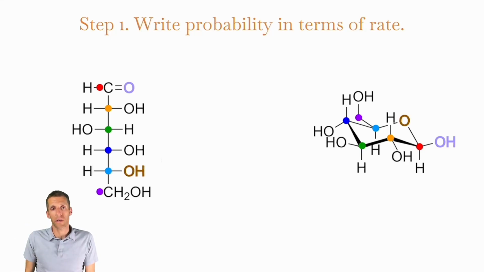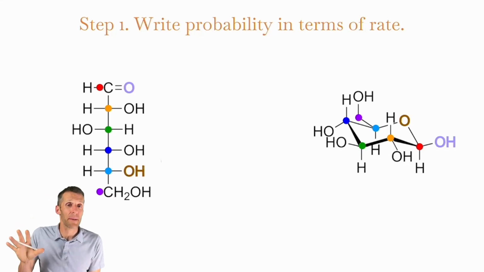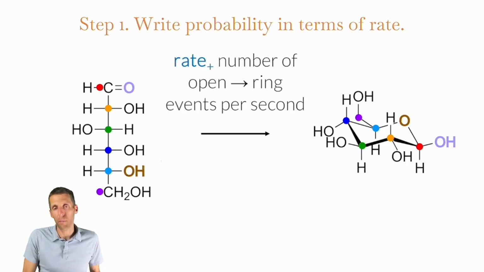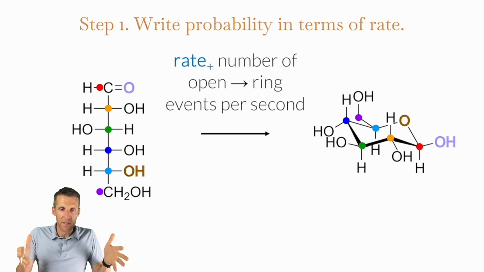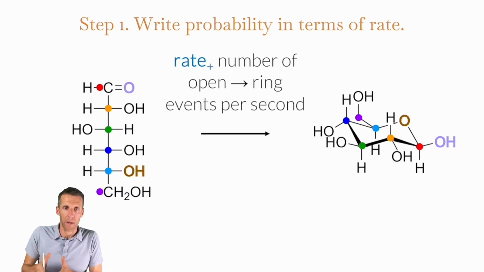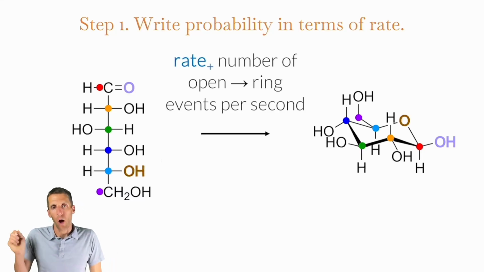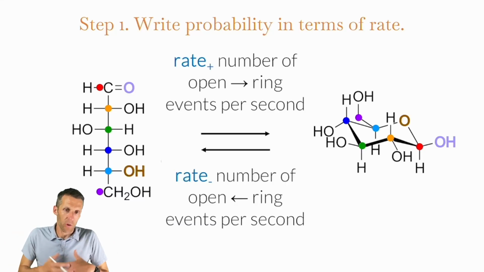So the first thing I want to do, just so you know, it's going to be 5 steps with one sort of wandering path in the middle. So the first step is we're going to write out the probabilities in terms of rates. So what do I mean by rates? I mean, if we're just sitting there looking at the system, we're going to ask, what is the number of times I see open going to ring per second, or the number of events per second? So just sit there and say, every time I see an open to a ring, I mark it down. How often is that happening? And then the reverse rate is exactly the same in reverse. How many times do I see a ring turning into an open over some amount of time?